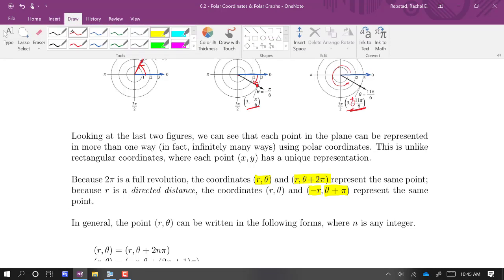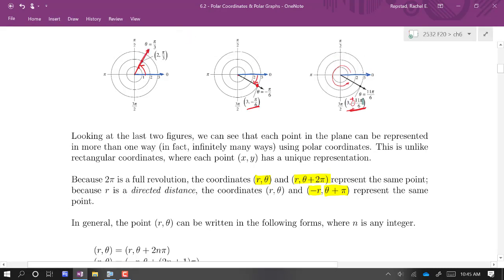And so up here, as written, that is a typo. It should be positive 11 pi over 6, but that could also be (negative 3, and what is 11 pi over 6 plus pi, which is 17 pi over 6), or (negative 3, 11 pi over 6 minus pi, which is 5 pi over 6).